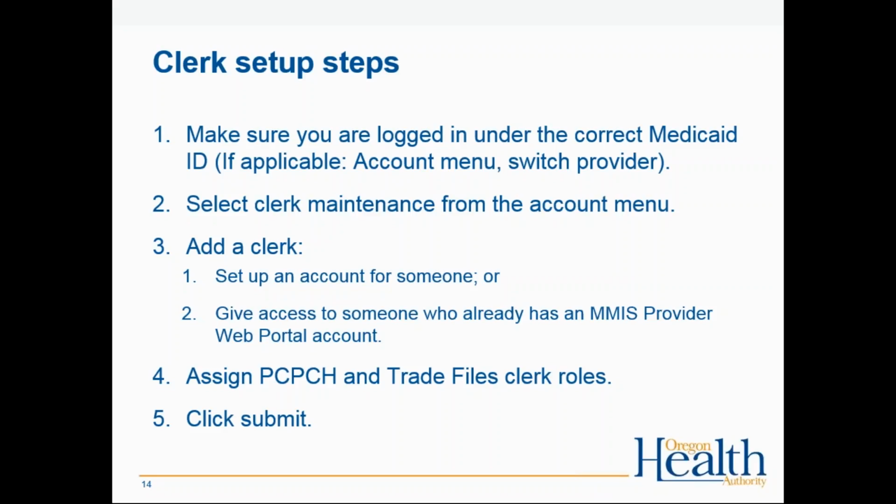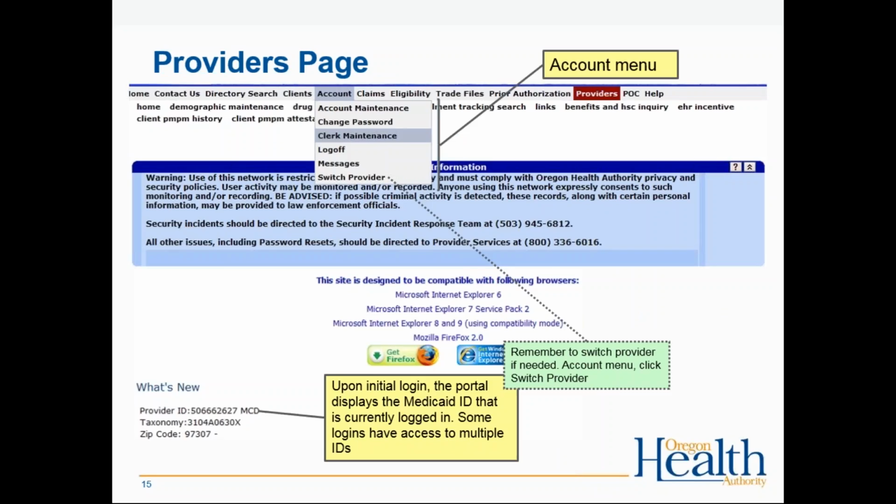You can add someone who already has access to the MMIS provider web portal through some other means, or you can create a clerk from scratch. You want to assign PCPCH and trade files to that clerk, and then click submit. So those are just the steps there, and then the next few slides walk you through that process.